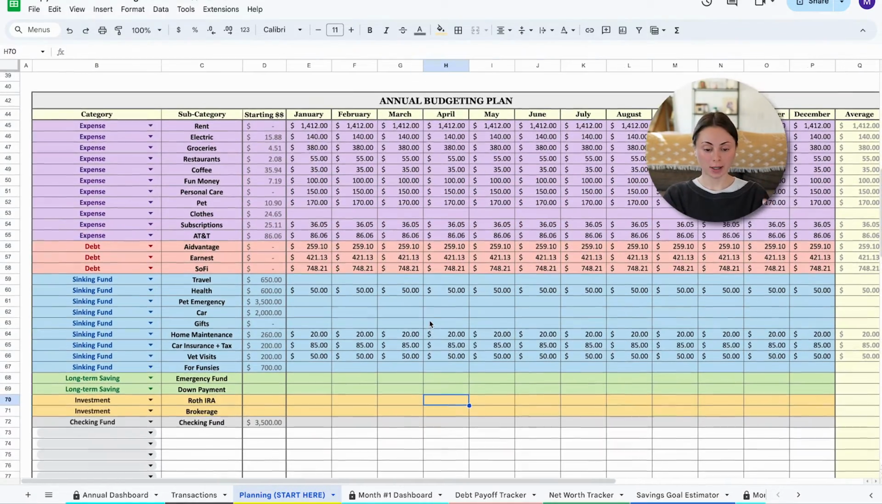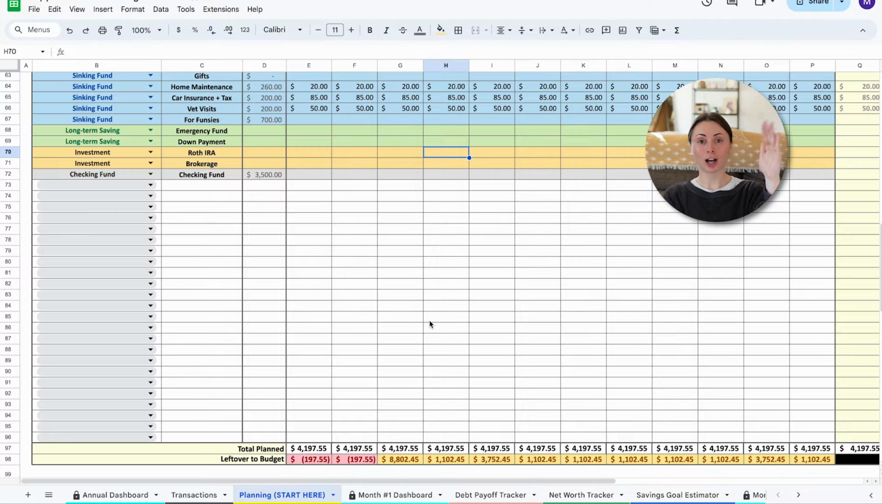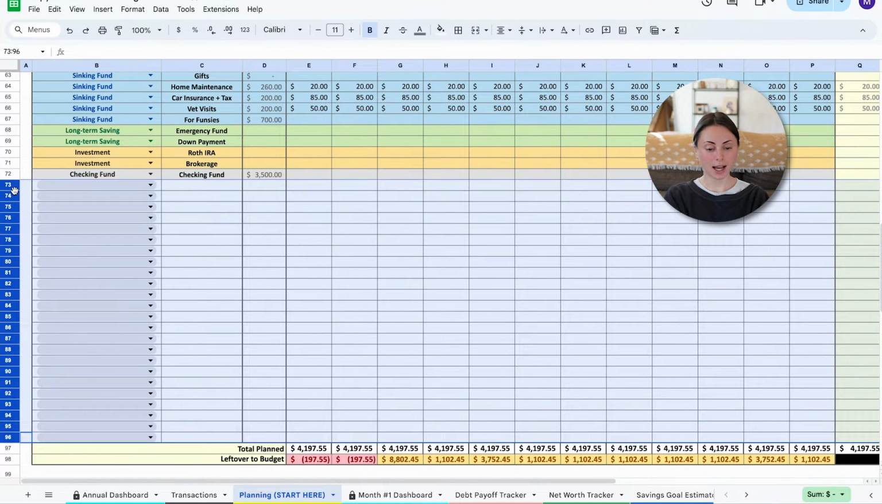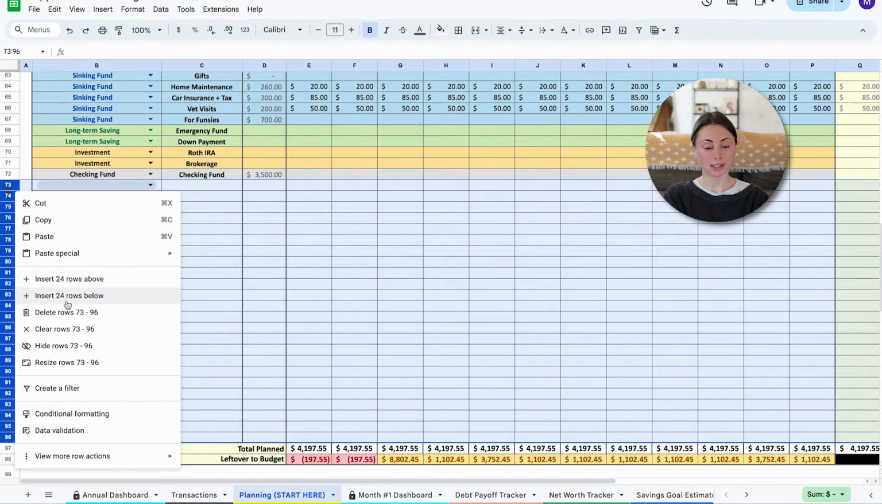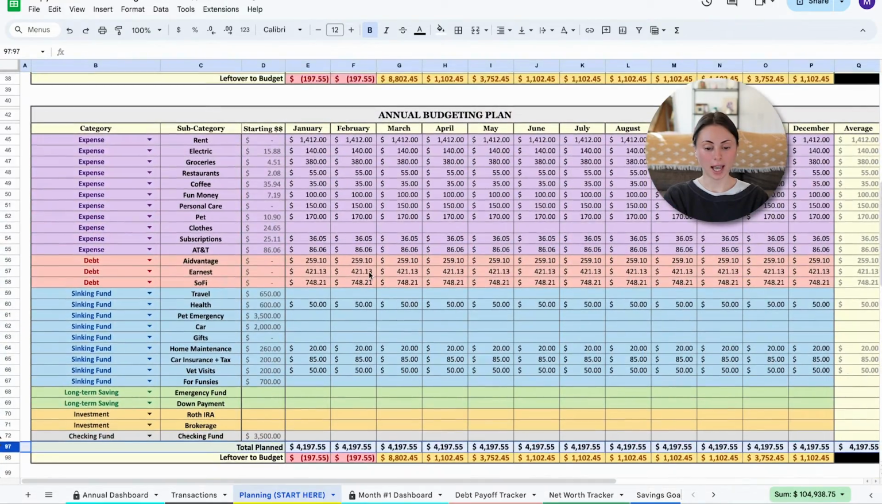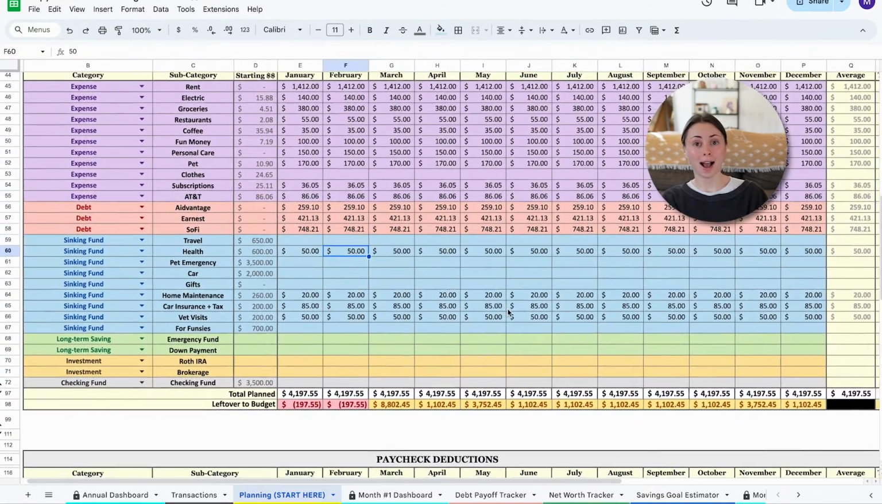Now I have all of my categories here, and I have a lot of extra rows in this template. We have, I think it's 20 extra rows. That has been something that has been asked for a lot. Wanted to give you guys some more, but I'm just gonna go ahead and hide these because I'm not using them. And we're gonna review where we're at with our budget.